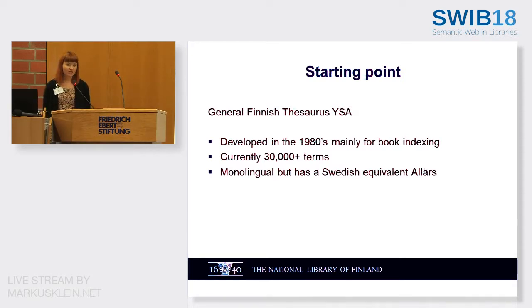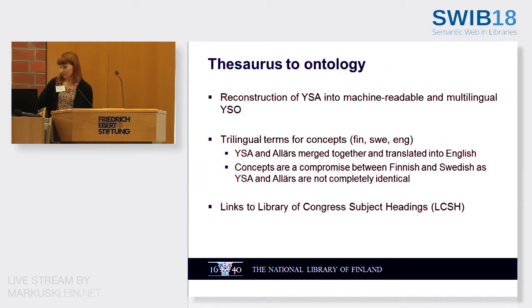So as a starting point, we had the General Finnish Thesaurus, YSA, which has been developed since the 80s and used mainly for book indexing in libraries. And it holds currently over 30,000 terms, and it is monolingual, only in Finnish, but it does have a Swedish equivalent, Allers. So what we did was we reconstructed YSA into a machine-readable and multilingual YSO, where, as you can probably guess, the O stands for ontology.